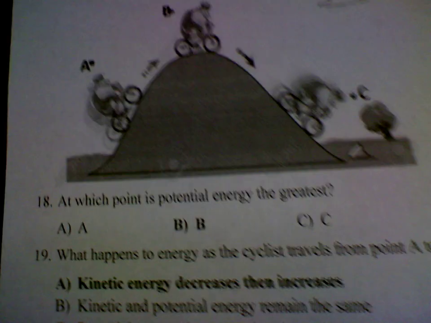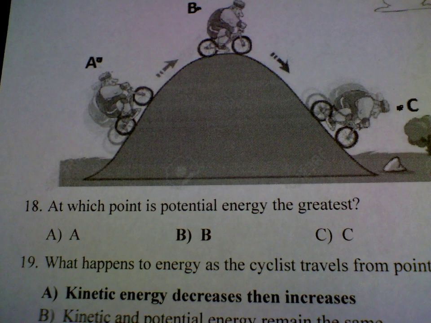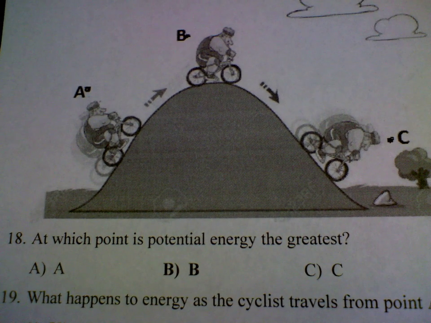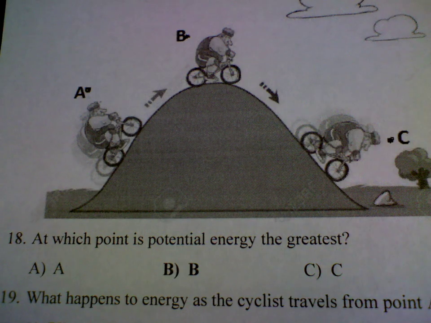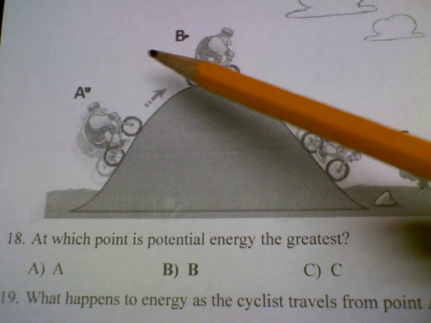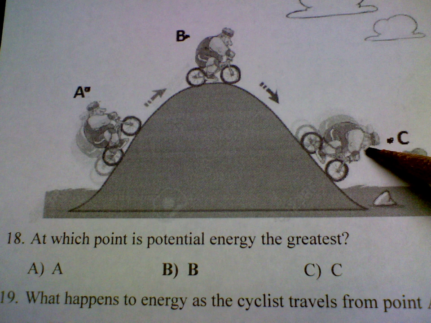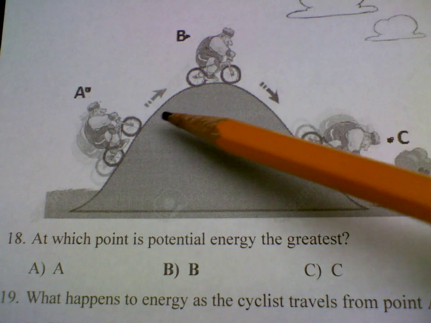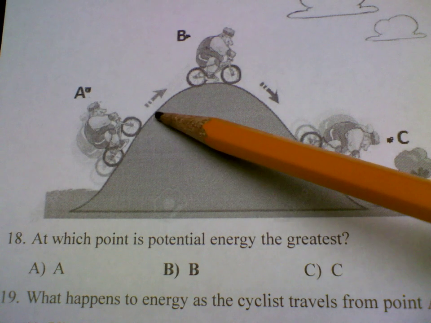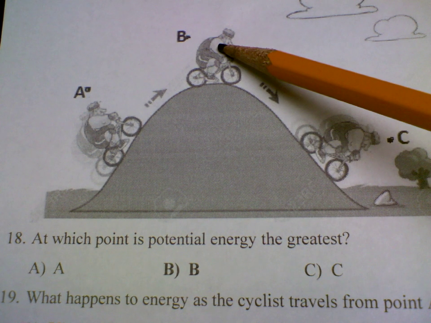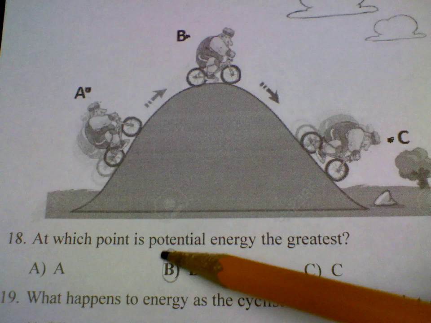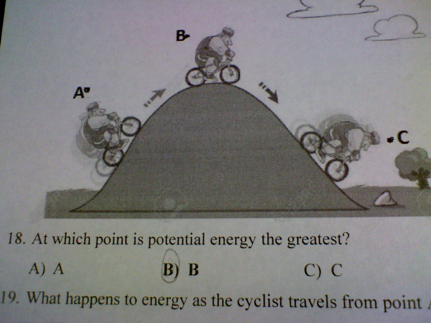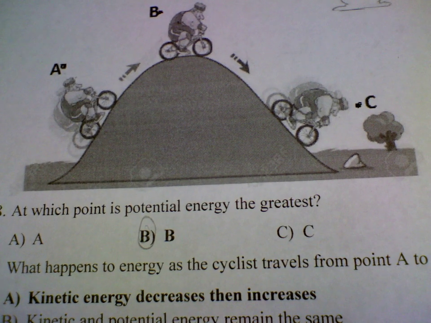Number 18 and 19 is an awesome picture of this guy riding over a hill. I would imagine that's not so comfortable for this guy. He could hardly fit on his bike. But here's point A, here's point B, here's point C. At which point is potential energy the greatest? Remember, it is whenever you are highest above the surface of the Earth. That would be over here. That is choice B.